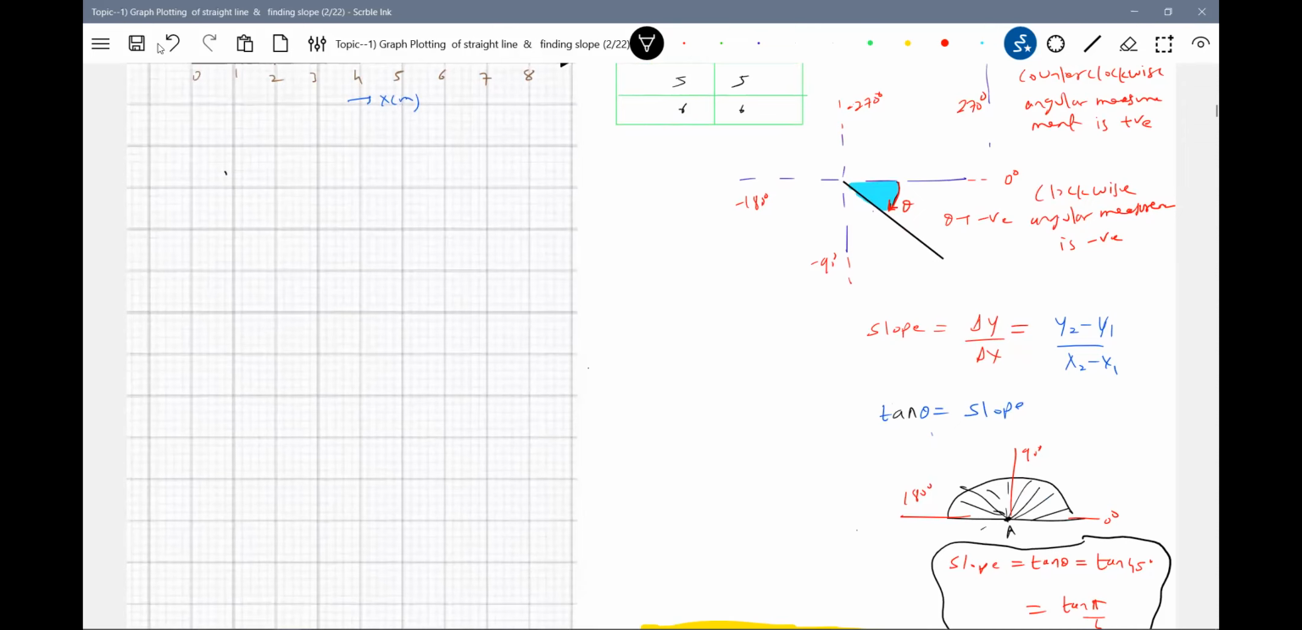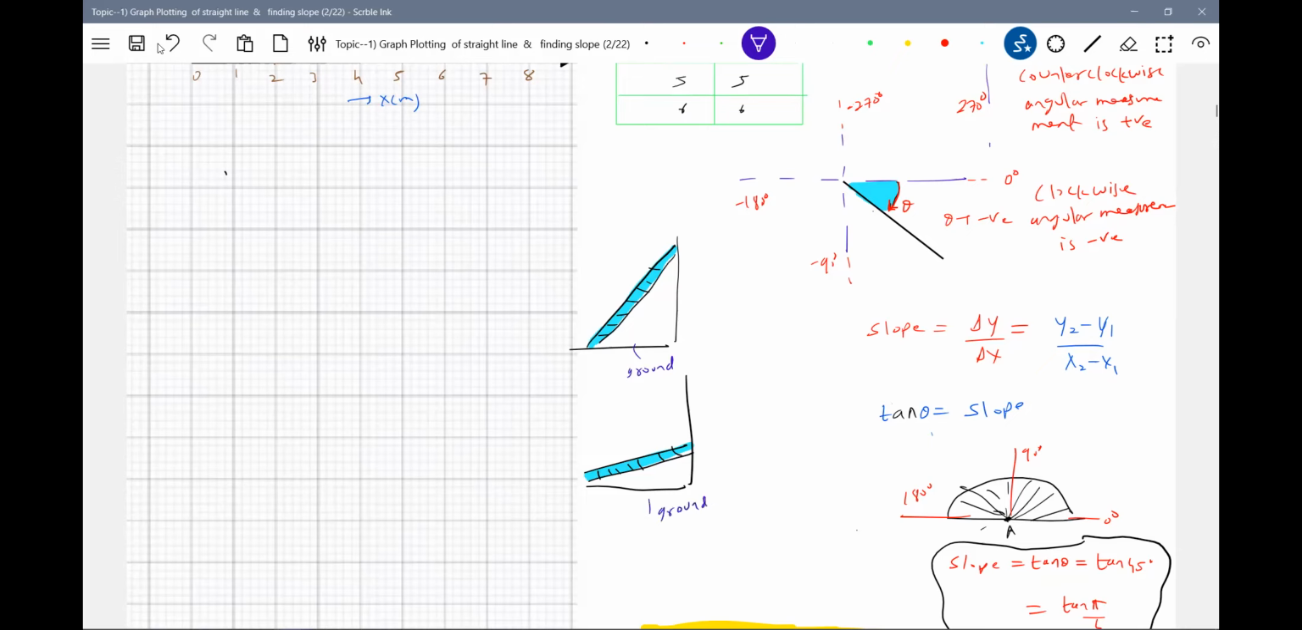suppose you have a vertical wall and you have placed a ladder. Now, in which case will the ladder make more angle with the ground? So this will be the ground. Here the ladder is at, say, 60 degrees. This will be, say, 15 degrees, where you can climb the ladder very easily.